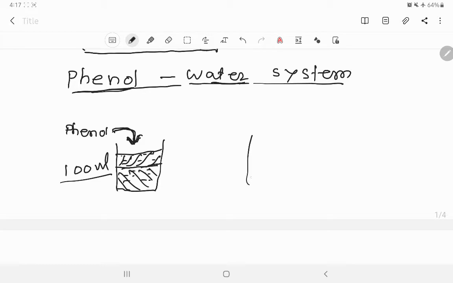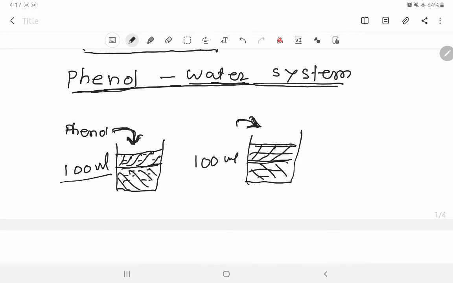Similarly, if we consider 100 ml of phenol, and if we add a few drops of water, it is miscible, completely miscible. But after some time, if we go on adding more and more water, two layers will be separated. That's why they are partially miscible liquid pairs.